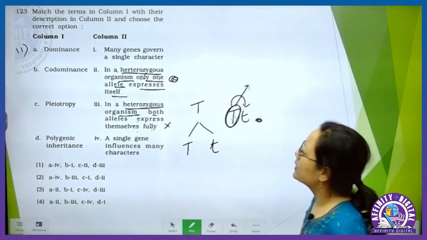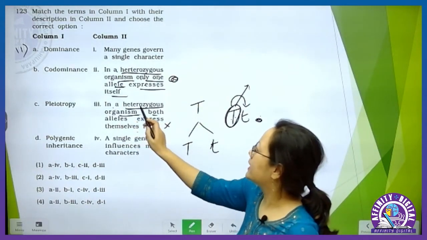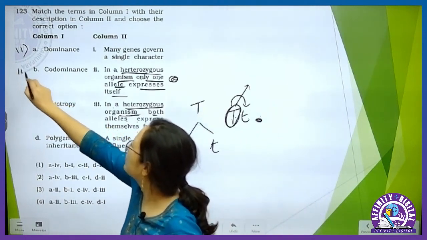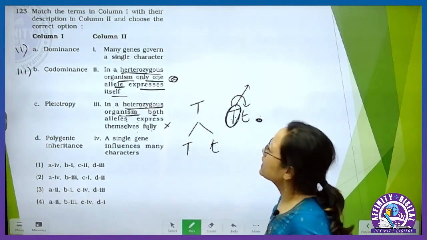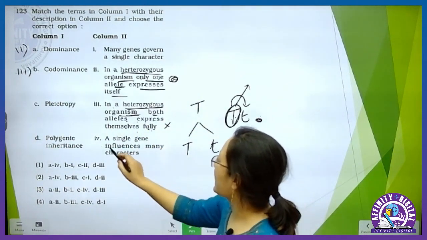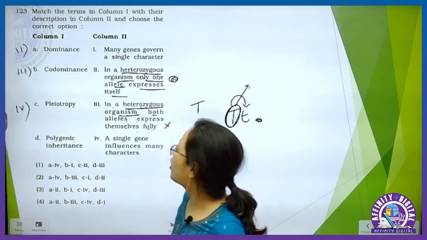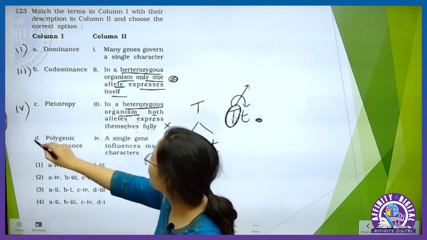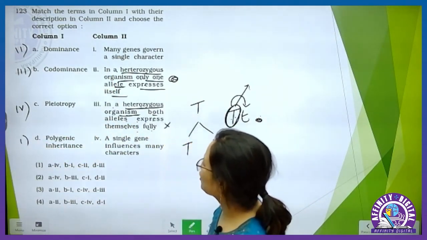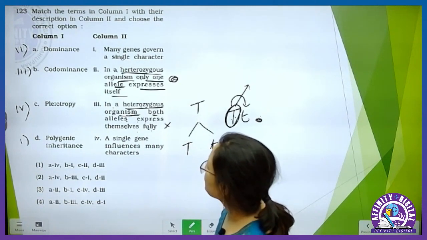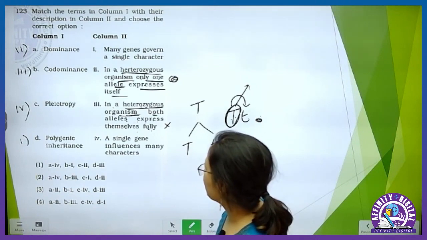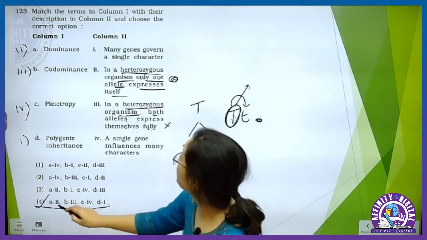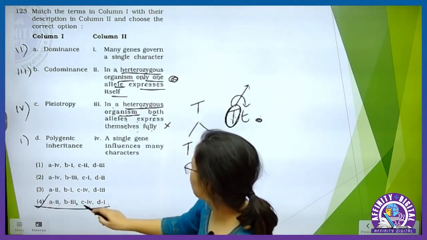After that, codominance. Codominance will be this one: in a heterozygous organism, both alleles express themselves fully. So B should be 3. Pleiotropy means a single gene influences many characters. C is 4. And polygenic inheritance means many genes govern a single character. D is 1. So A is 2, B is 3, C is 4, D is 1.